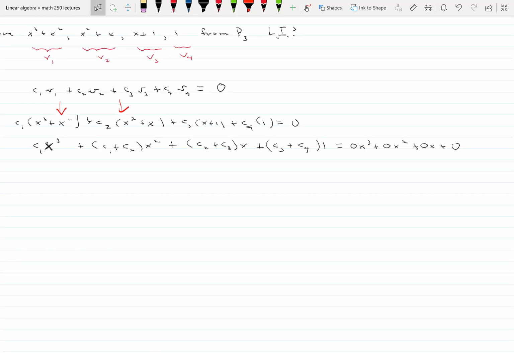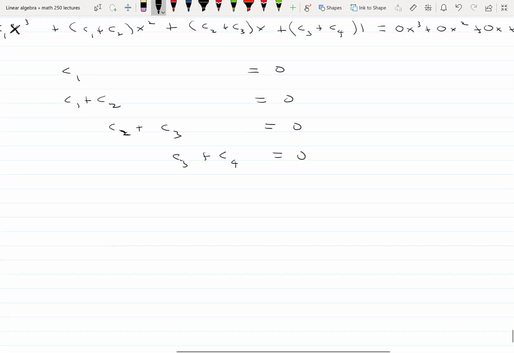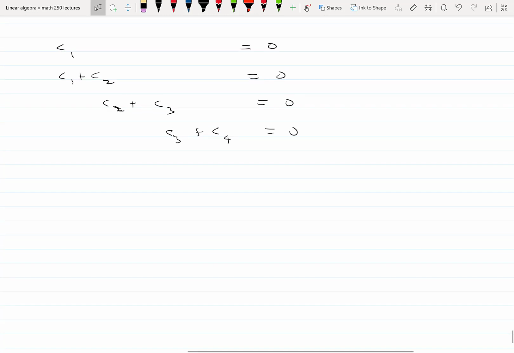So, this equation is supposed to hold true for every possible value of x. So equate coefficients. Set the coefficients on the left-hand side equal to coefficients on the right. So c1 had better equal 0. So c1 plus c2, the coefficient of x squared, should equal 0. So c2 plus c3 should equal 0. So c3 plus c4 should equal 0. Okay? We have a system of 4 equations and 4 unknowns.